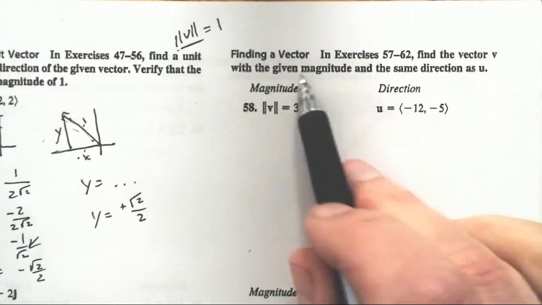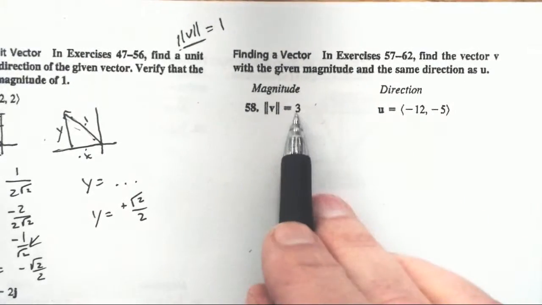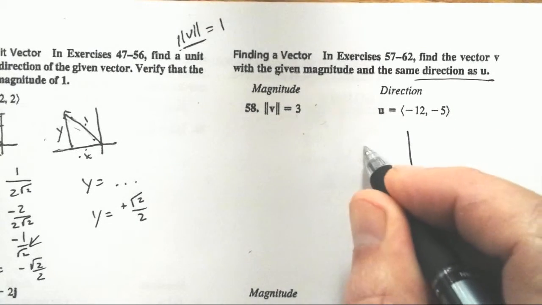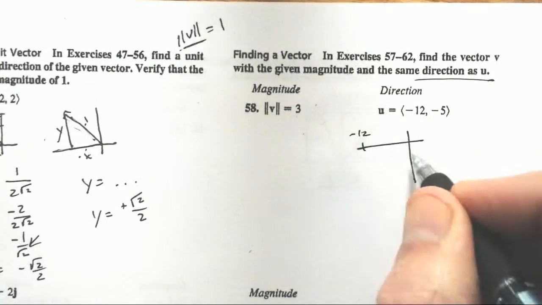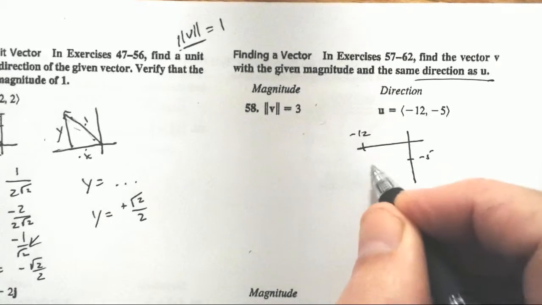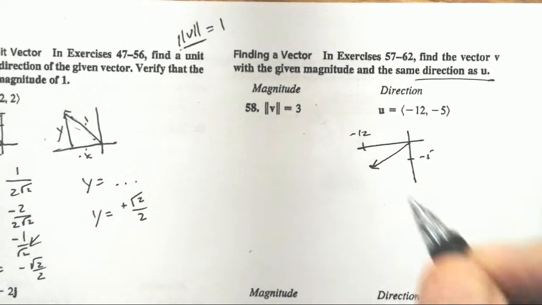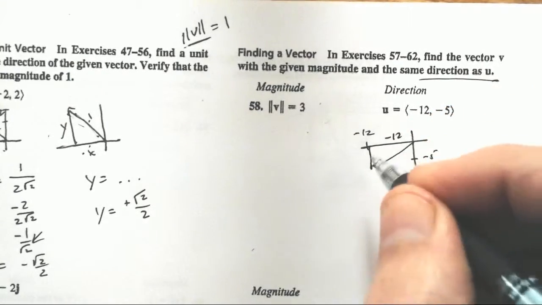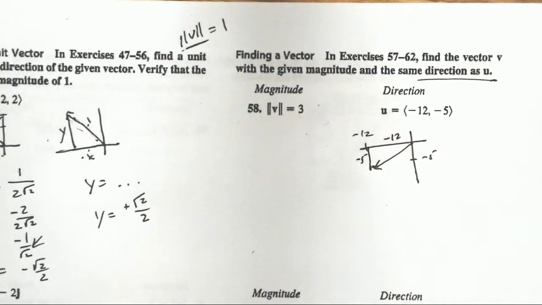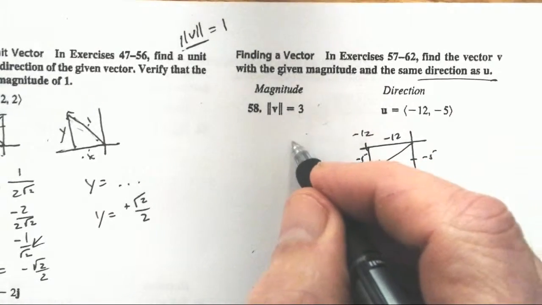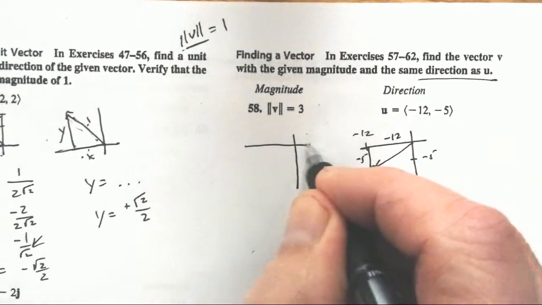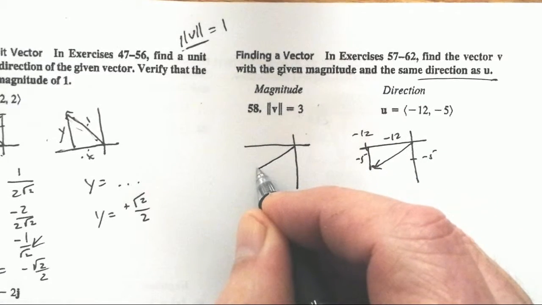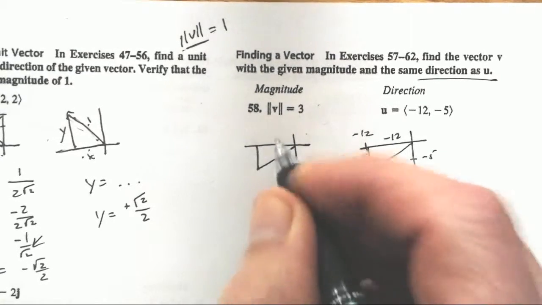Okay, find vector v with the given magnitude. We need magnitude of 3 in the direction of negative 12, negative 5, wants to look like that. As a triangle, this would be left 12, this would be down 5. But we want to have the same direction, and now instead of unit vector, I want that magnitude to be 3.